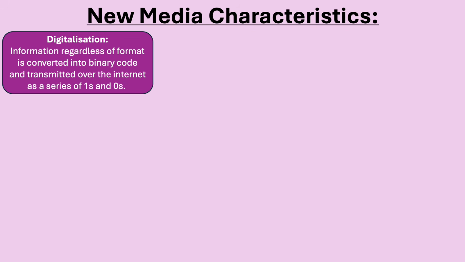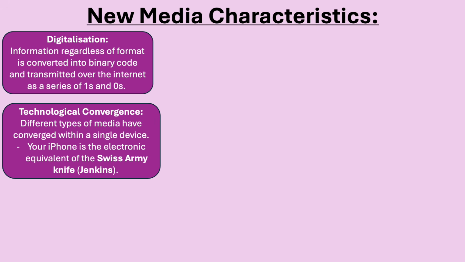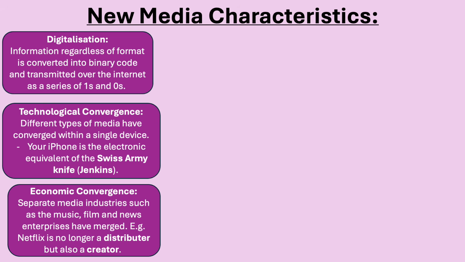So we have digitalisation. Information, regardless of format, is converted into binary code and transmitted over the internet as a series of ones and zeros. Technological convergence. Different types of media have converged within a single device. So Jenkins says that your iPhone is the electronic equivalent of the Swiss Army knife. What that basically means is that your phone has literally everything that you could ever need. It has a torch, a camera, a map, a compass, and you can actually use it as a telephone, all those kinds of things. And we have economic convergence.